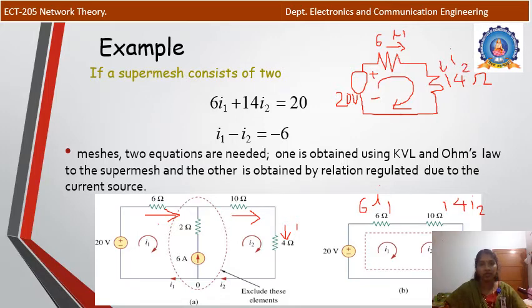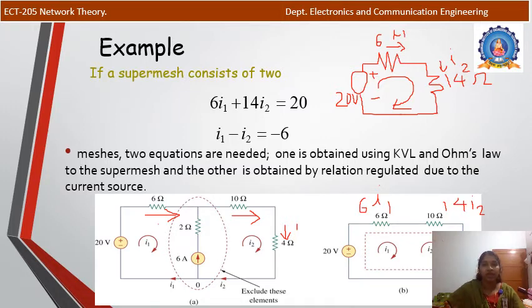We take the same current that we marked in the first meshes, that is I1 and I2. We do not take the same current here, because we just exclude this, but there will be a dependence of this current. That is why we are not taking these two currents as the same. So this we take as I1 and this we take as I2. When we apply the KVL, we get 6I1 plus 14I2 is equal to 20.